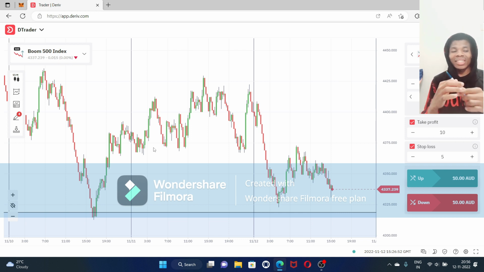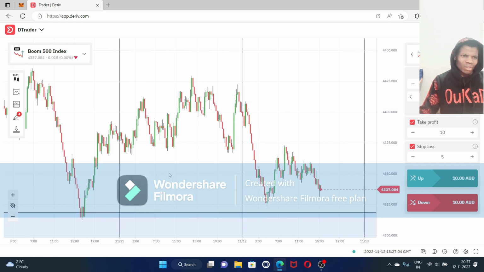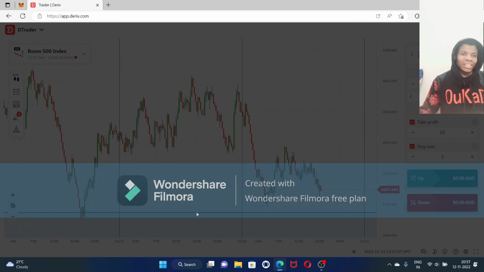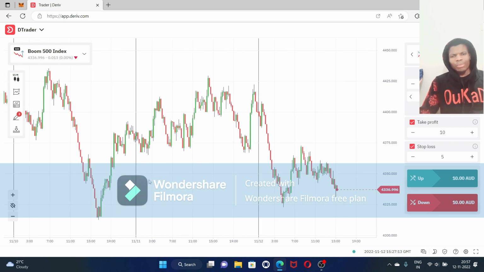Let me go to the chart itself. Now I'm here on the Boom 500 index. This graph has support and resistance. At this very area, let me show you the support. The price was falling down from this level. Have you seen this doji? From this doji, the next candles kept falling and falling down. You understand?